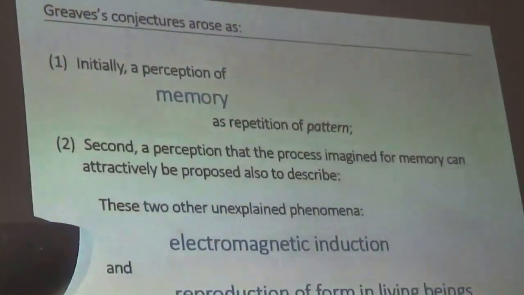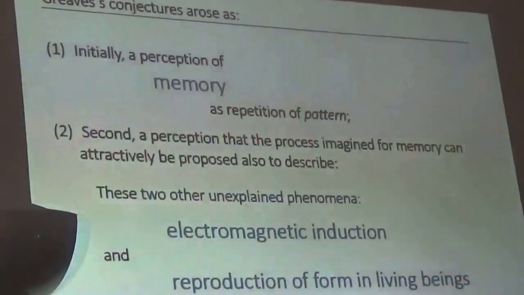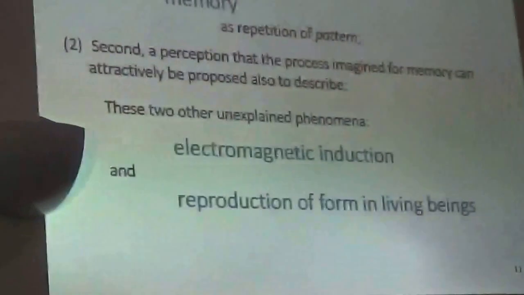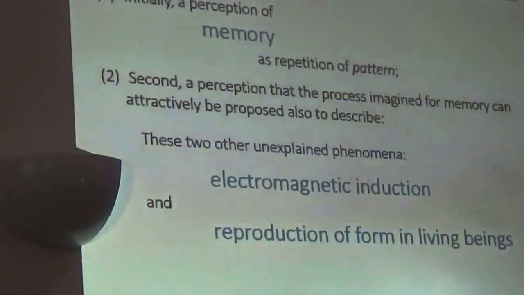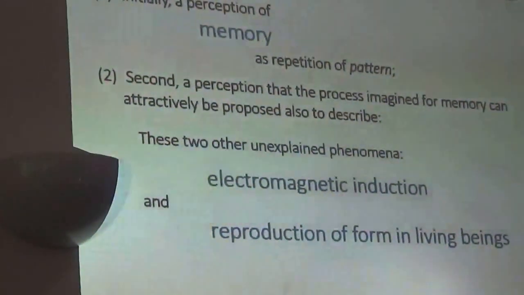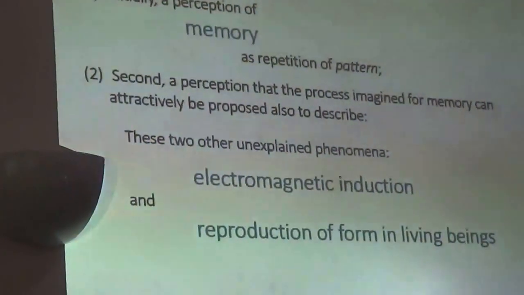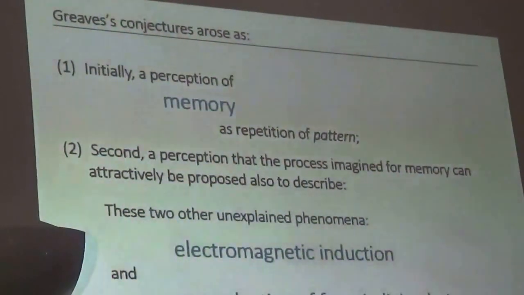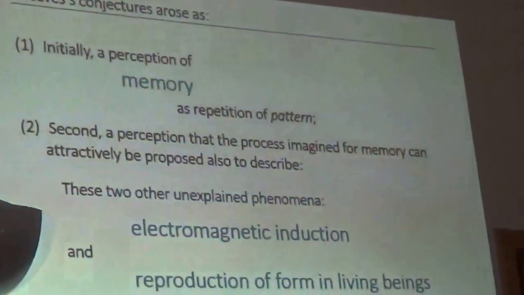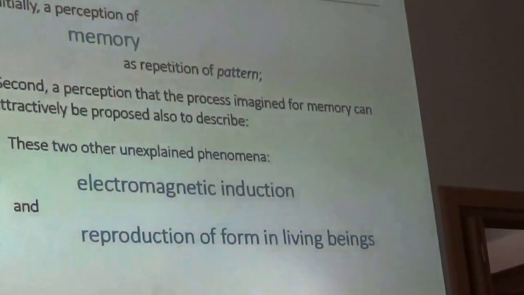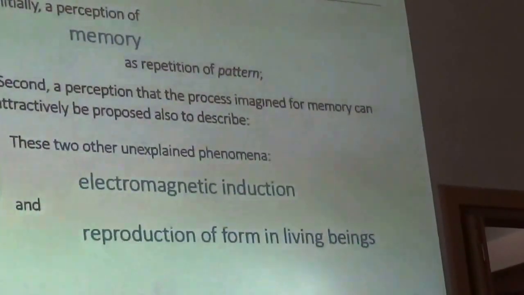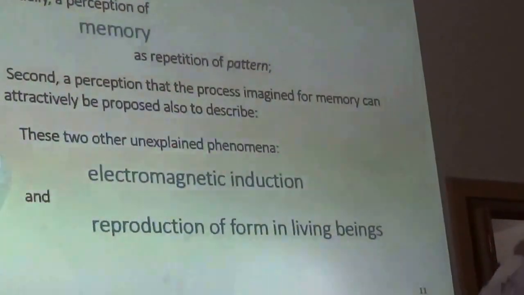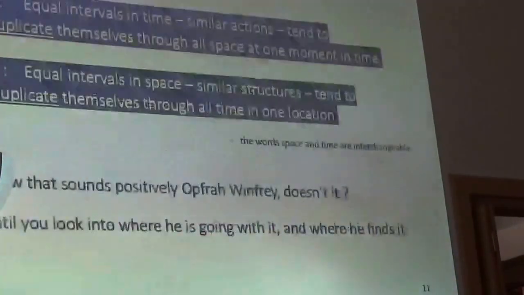It was initially for him a perception of memory as a repetition of pattern. His obsession was with pattern. Secondly, it was a perception that the process he imagined for memory can attractively be proposed also to describe two other completely unexplained phenomena: electromagnetic, what? Memory and what? What's going on? And reproduction of form in living beings. He's going across time, he's going across space. He's mixing three things together.